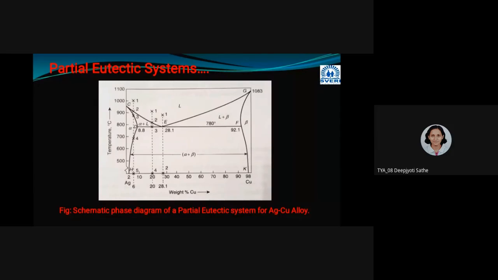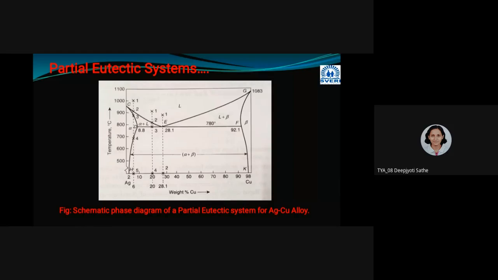As temperature is falling from point 2 to 3, the amount of alpha will increase and the amount of liquid will go on decreasing. And when the temperature reaches exactly point 3, this is the eutectic transformation temperature. Whichever amount of liquid is present there, the total liquid will get transformed to the mixture of two solids, that is alpha plus beta.